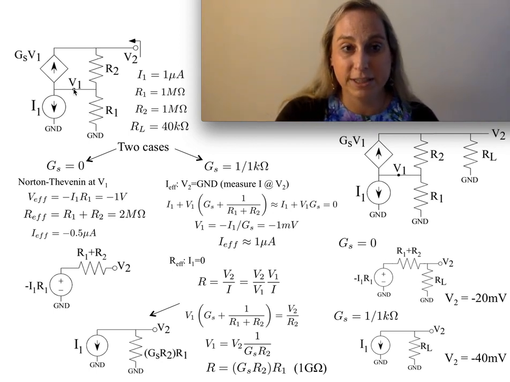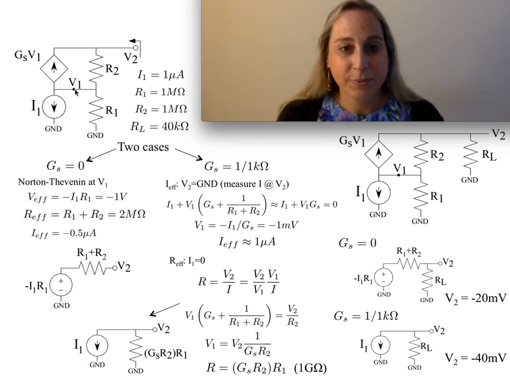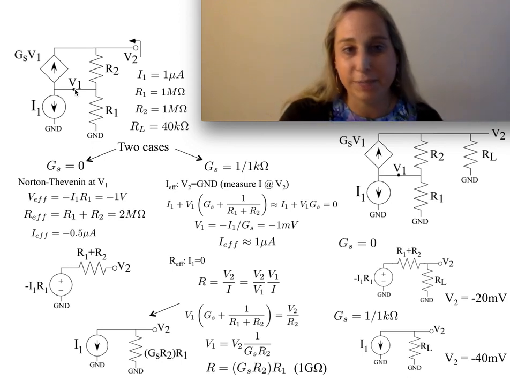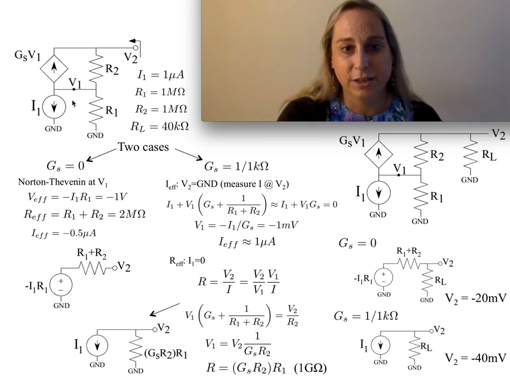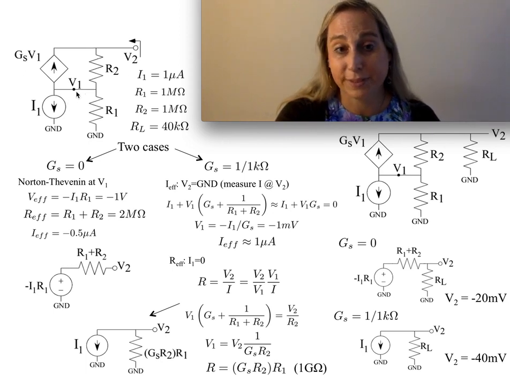The main reason is that this voltage just doesn't move much. When I say that voltage doesn't move much, think about it this way. I can actually look at the loop right around I1 and write equations there.